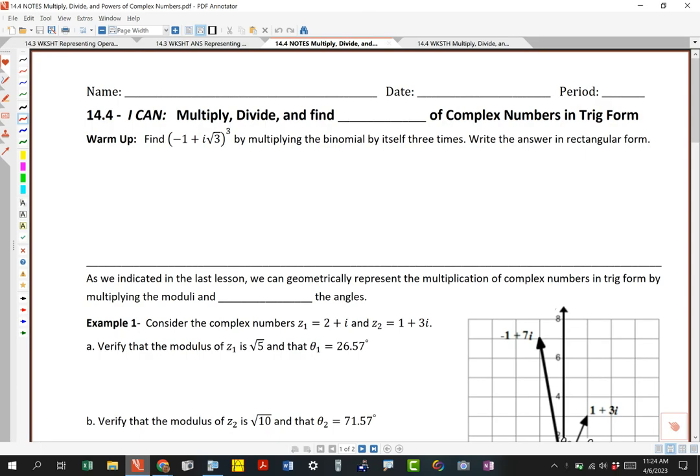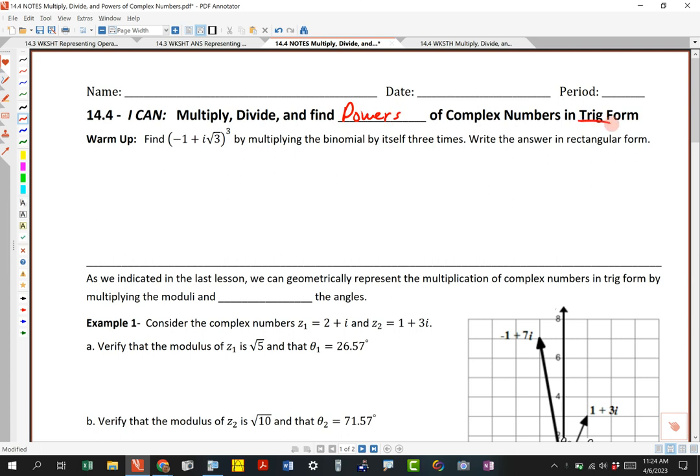When we were multiplying and adding on the plane, you're going to see that this has a nice end result here. So here's what we're going to talk about. Our objective today is to be able to multiply, divide, and find powers of complex numbers in trig form.